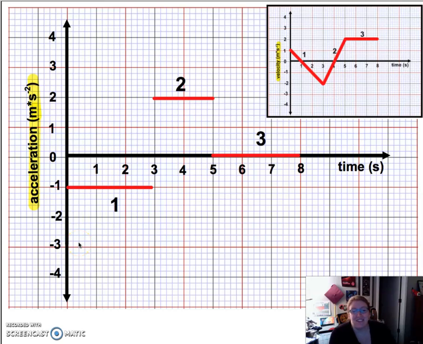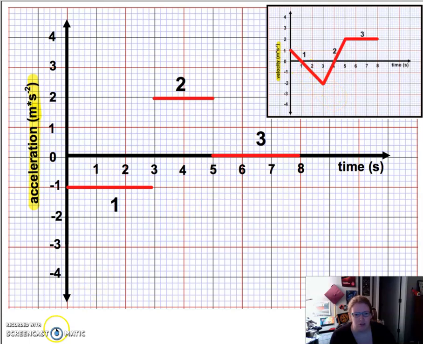All right, IB Physics. So hopefully you got a graph that looks something like this. And if you didn't, you can always change your answer and resubmit later. It's okay.